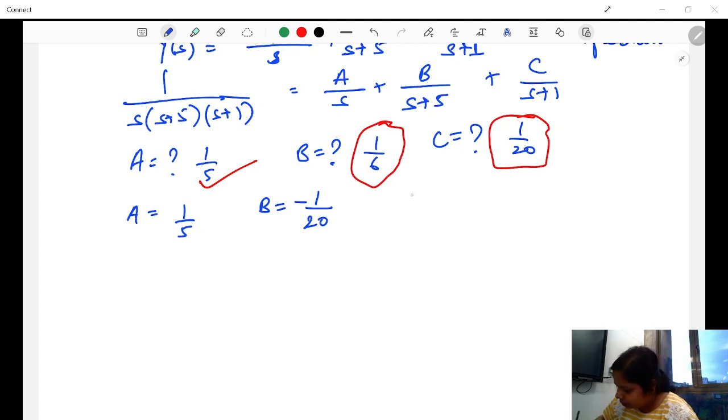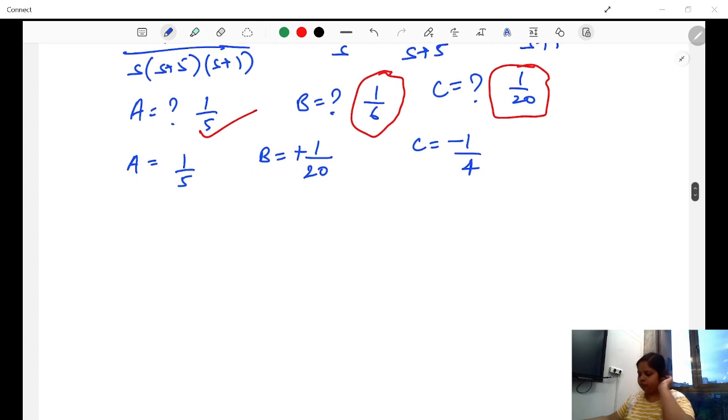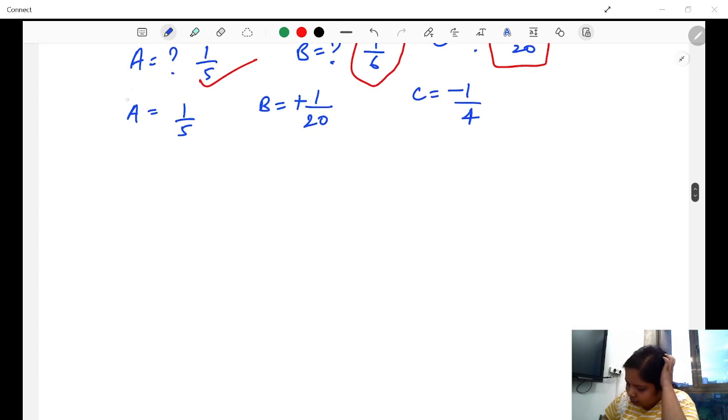Ma'am, B is 1 by 20 and C is minus 1 by 4. Yes, this is correct. So this is the answer for A, B, and C.